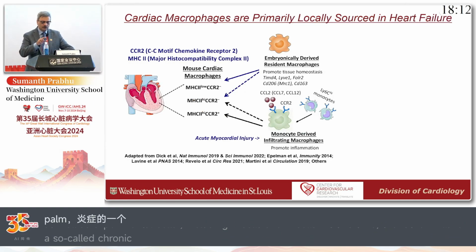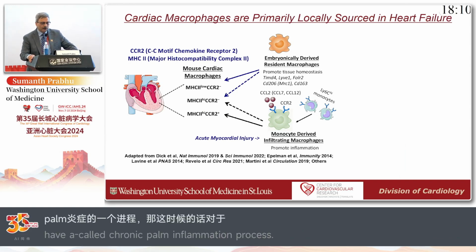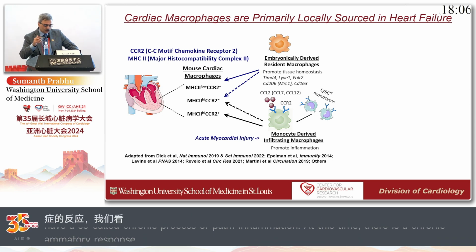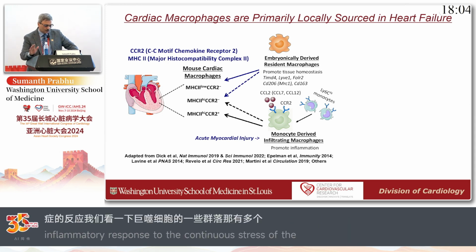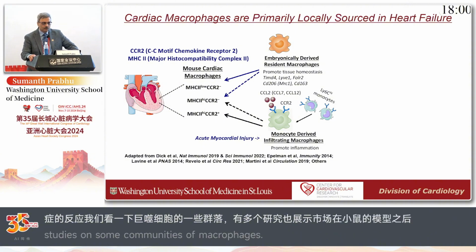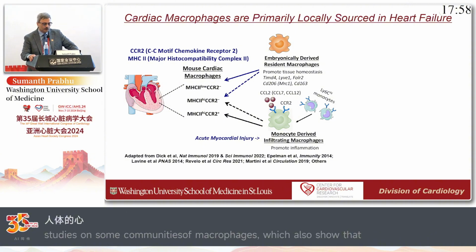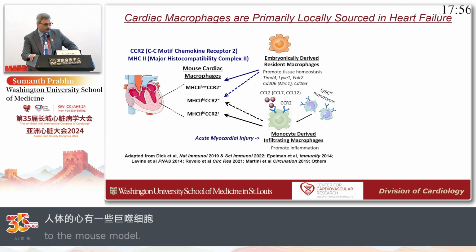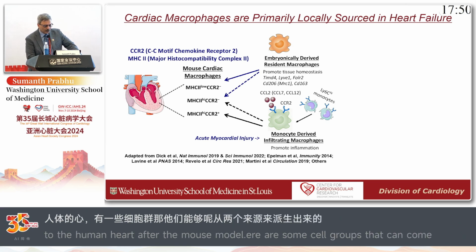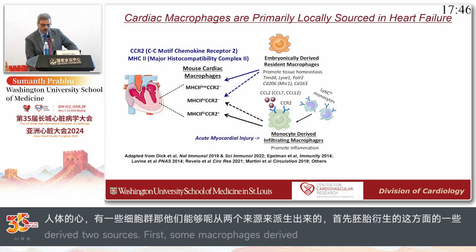So if we look specifically at the macrophage populations, there are multiple studies that show, at least in mouse hearts, and this has also been now extended to human hearts, that there are populations of macrophages in the myocardium that are derived from two ontological sources. One is an embryologically derived resident macrophage population, and the other is a monocyte-derived infiltrating macrophage population.